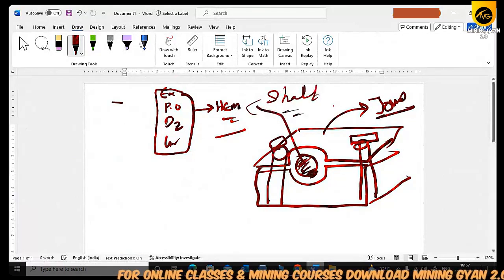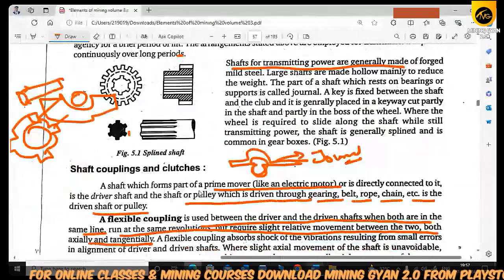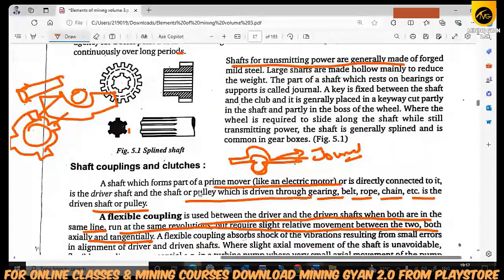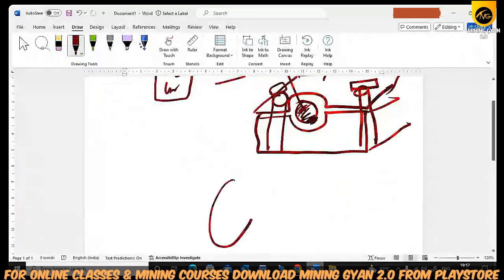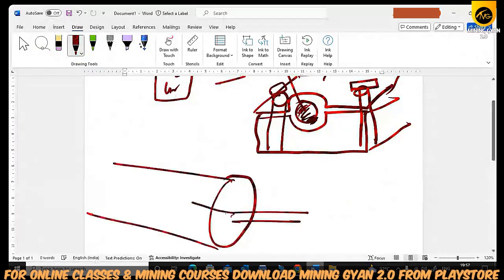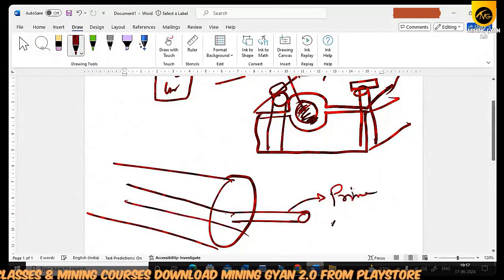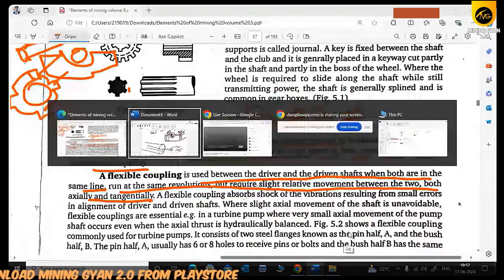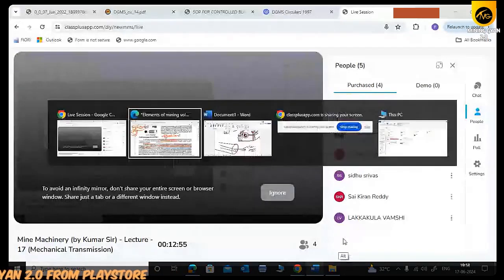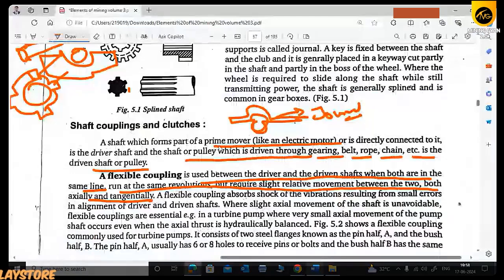Okay, and we are understanding shaft coupling. A shaft is a form of part of a prime mover, like an electric motor. For example, understand one thing. For example, this is a motor, and the shaft is inside that. So this shaft is a prime mover. The shaft is a form of part of a prime mover, like an electric motor, or directly connected to it, the driver of the shaft or pulley, which is a form of gearing, belt, rope, and everything.